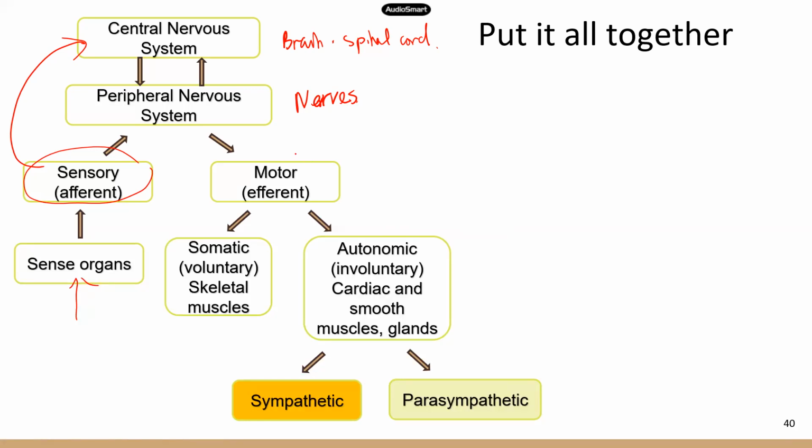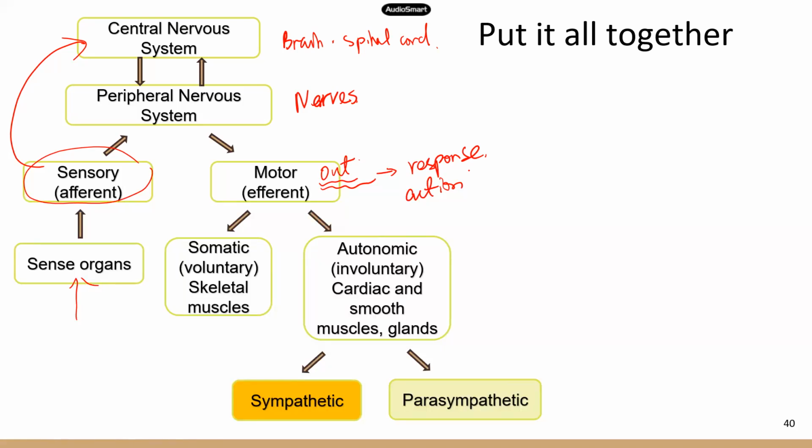So the motor division is how you generate the response, right? Because this division carries efferent information, right? The information coming out of the central nervous system, and that's the command, right? Telling the effector organs what to do, what actions are needed. Okay? So this is going to be the response. And an action is going to be generated, right? It could be the secretion of a gland or the contraction of a muscle.